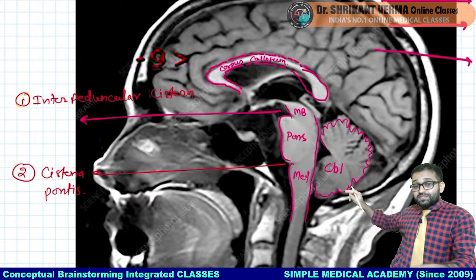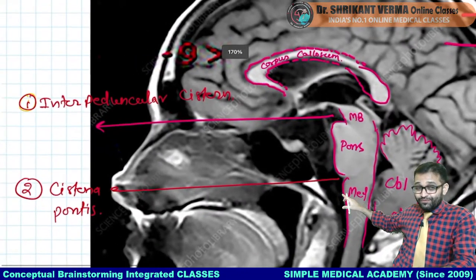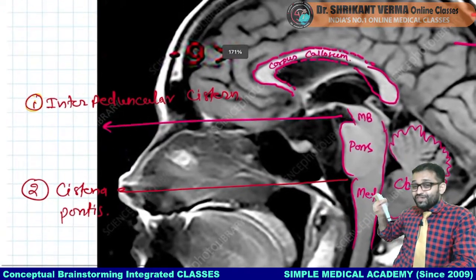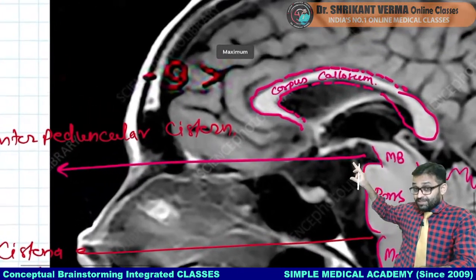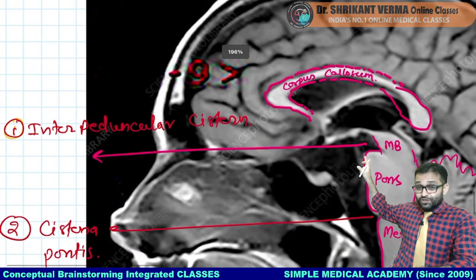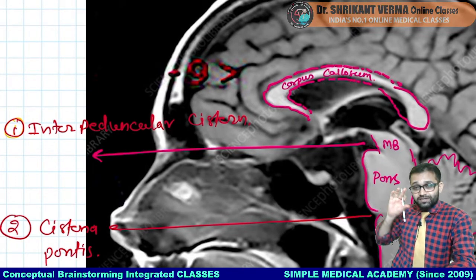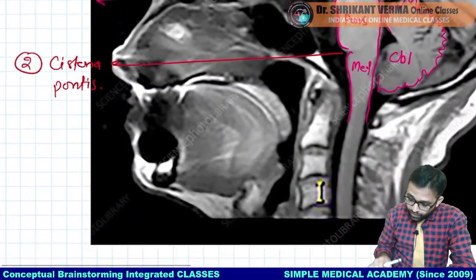So, if any patient is coming to you and any artery is ruptured here, you can say the blood will be found in the cisterna pontis. If any blood mass is present in this interpeduncular cistern or any artery is ruptured here, you will see in the findings that blood will be present in our interpeduncular cistern. So all these different findings you will correlate.